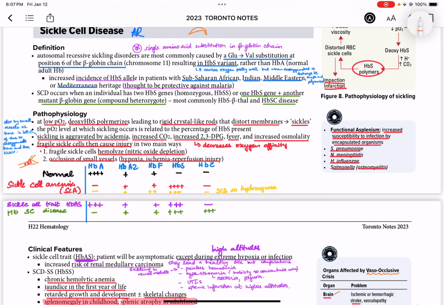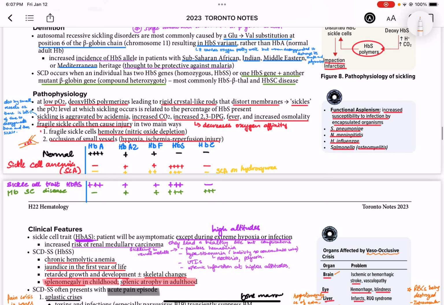But if it's not homozygous, if one is a hemoglobin S gene and the other is just a mutant beta globin gene, then it is heterozygous, and we call it a compound heterozygote. The most common is hemoglobin S beta thalassemia, and the other one is hemoglobin SC disease. We're going to read about hemoglobin SC disease also moving forward, okay?